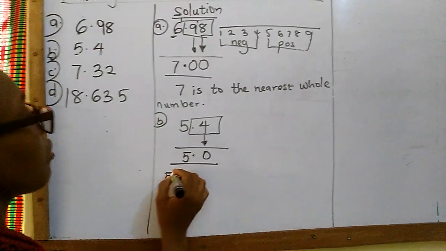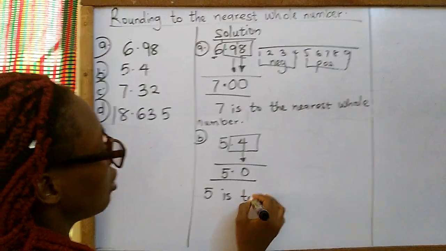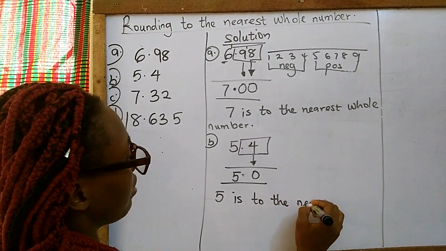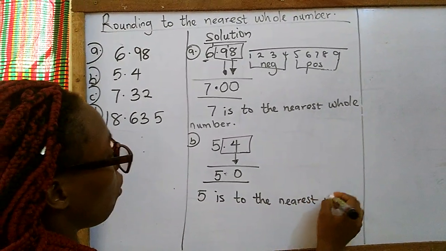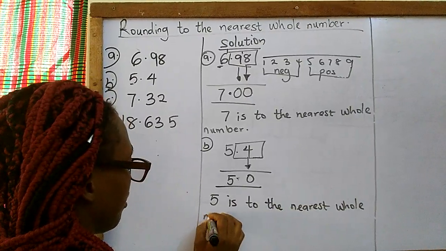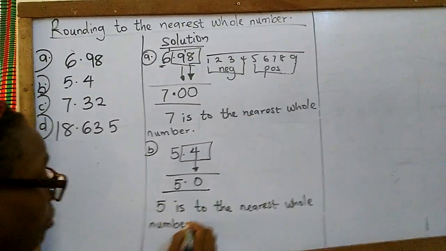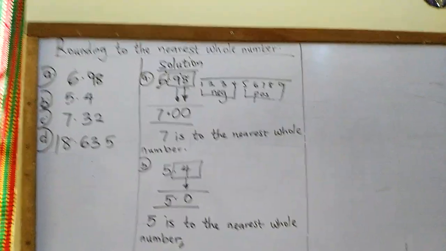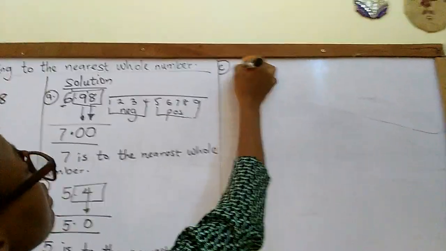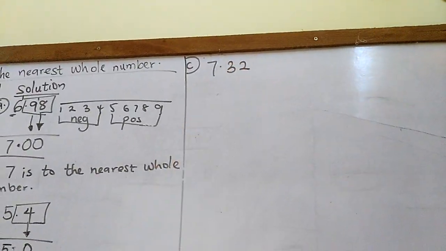So 5 is the nearest whole number. For question C, you have 7.32 to the nearest whole number.